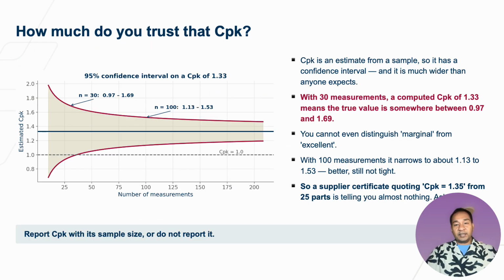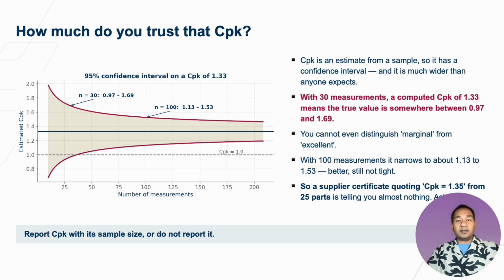Now a question nobody asks. How much do you trust that CPK? It is an estimate from a sample. So it has a confidence interval, and the interval is much wider than one expects. With 30 measurements, a computed CPK of 1.33 means the true value is somewhere between 0.97 and 1.69.